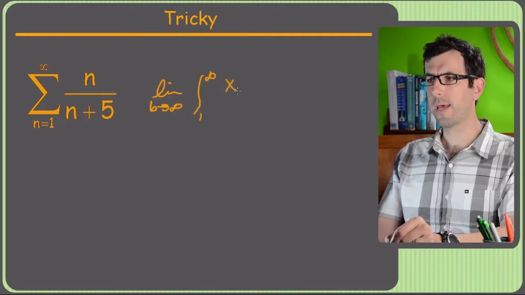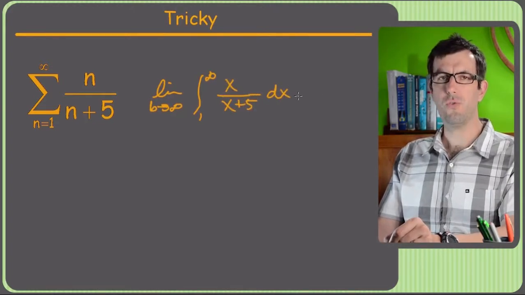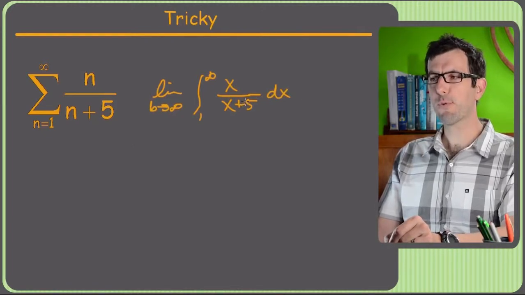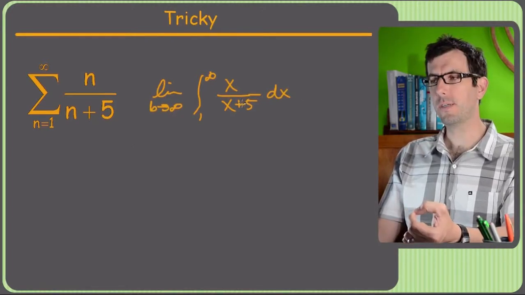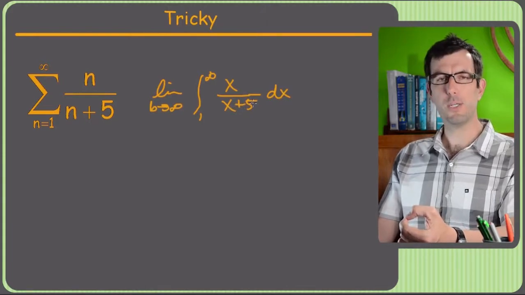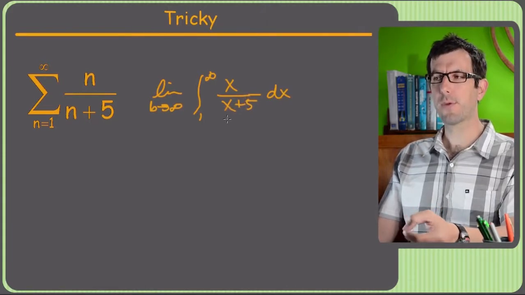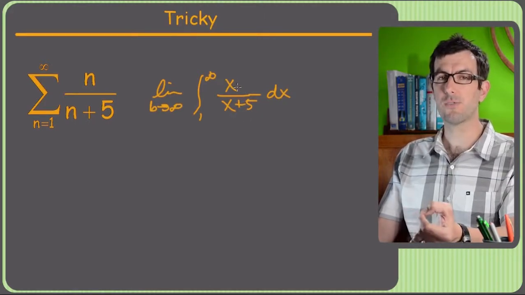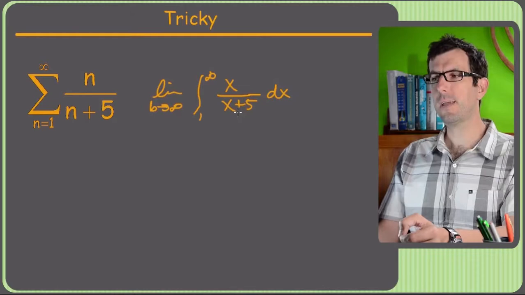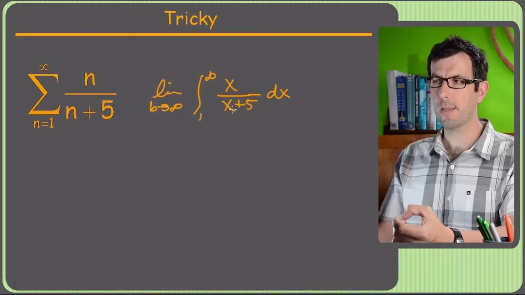What could go wrong? x over x plus 5. Oh, I see what's tricky. We're going to have a really tough time matching up our u and our du. You'd be tempted to do a natural log integral, but that would make your u x plus 5, which means your du would not have an x in it. That x is extraneous.